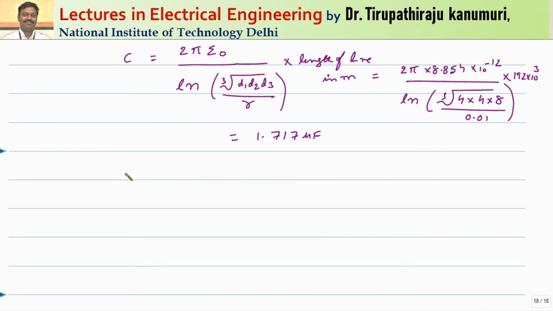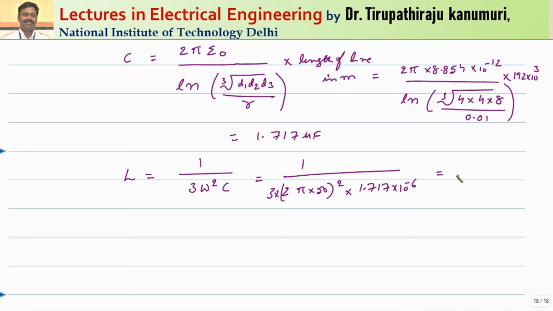So we got the value of the capacitance. From this I can calculate the value of the inductance of your coil. XL is equal to 1 by 3 omega C, and XL is equal to omega L. That omega, when it comes here, will become 1 by 3 times omega square C. This will become 1 by 3 times omega square, where omega is equal to 2 pi into 50, multiplied by the capacitance 1.717 into 10 to the power of minus 6. If you calculate it, you will get 1.967 Henry. So we got the value of inductance. The inductance is asked, that is the first part.